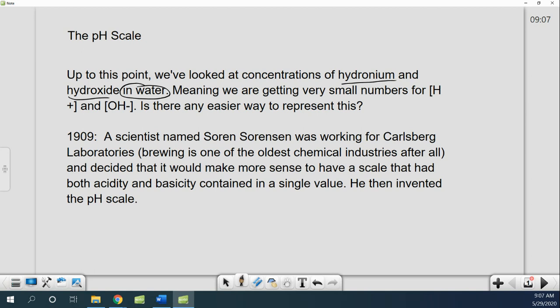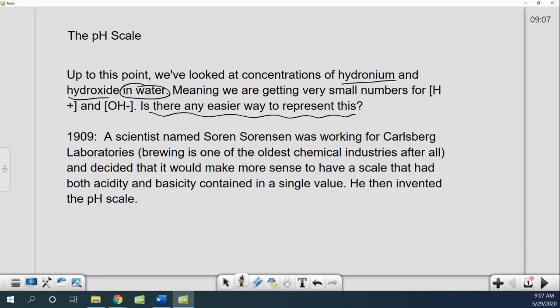So this means we're getting really small numbers for the concentration of hydronium, or H plus, or H3O plus, and hydroxide. Now, once you get into talking about actual acids and bases, those numbers are going to fluctuate quite a bit. So, is there an easier way to represent those concentrations instead of always writing 1.0 times 10 to the negative 7 moles per liter? Is there an easier way to represent that?